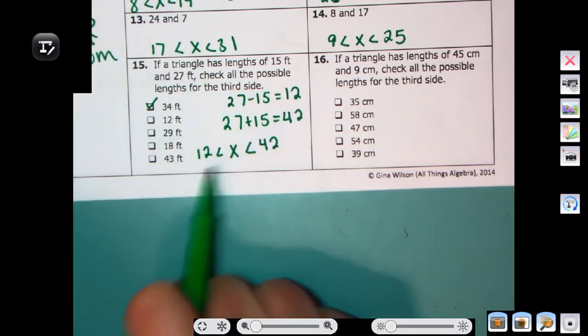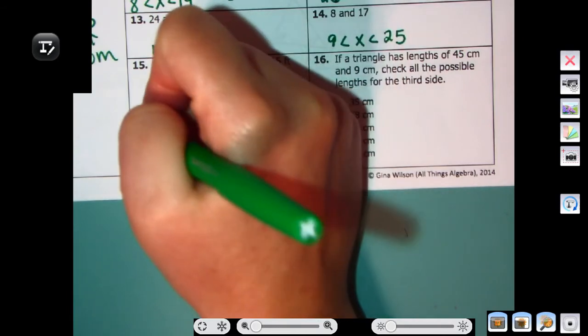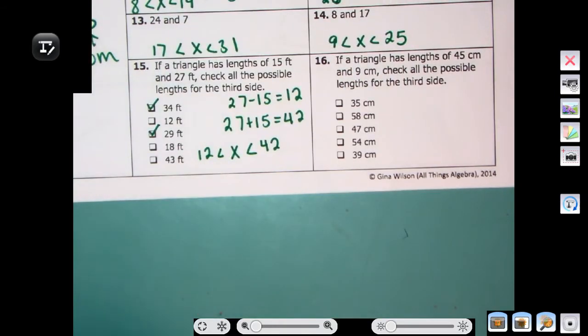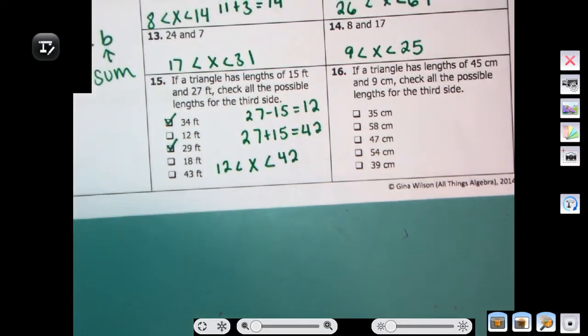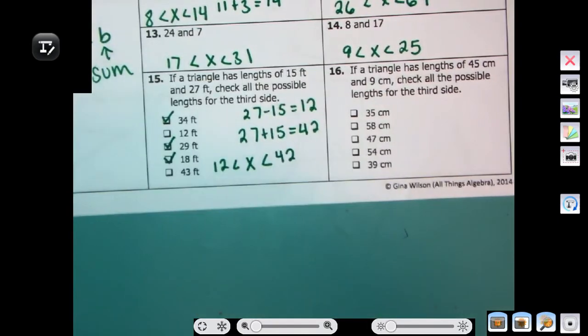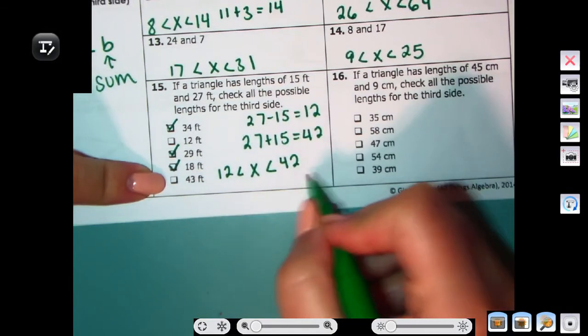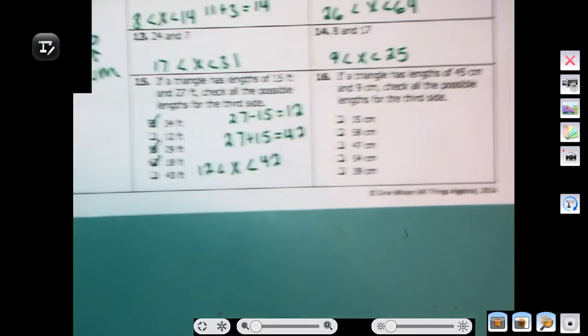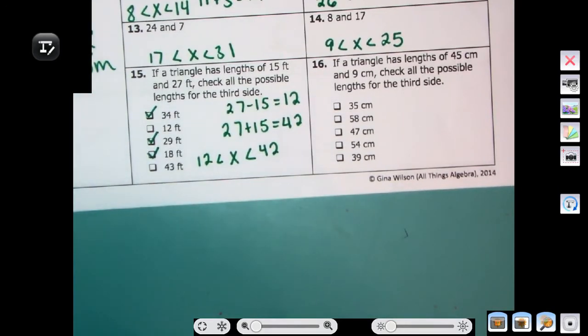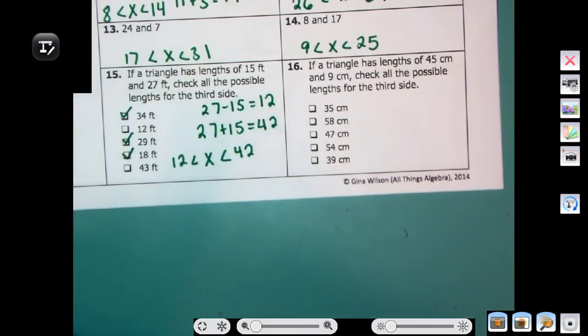Let's try 29. 29 is in between 12 and 42. And if I were to add 27 and 15, I would get something larger than 29. 18 also falls in that range. 43 falls just outside of that range. So those would be my 3 choices. Okay, so go ahead and try number 16 on your own so you can get some practice with this, and then we'll take a look at the answers. So go ahead and pause and try.